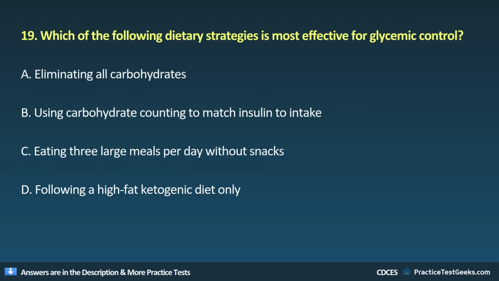19. Which of the following dietary strategies is most effective for glycemic control? A. Eliminating all carbohydrates. B. Using carbohydrate counting to match insulin to intake. C. Eating 3 large meals per day without snacks. D. Following a high-fat ketogenic diet only.